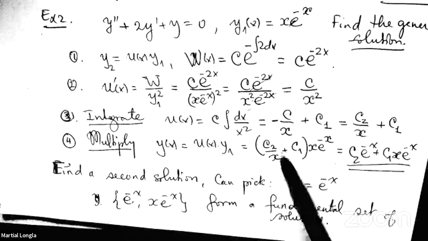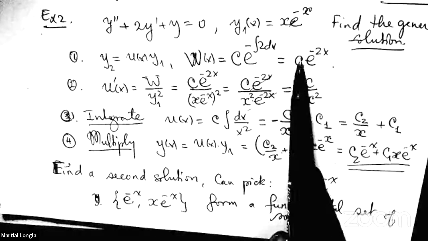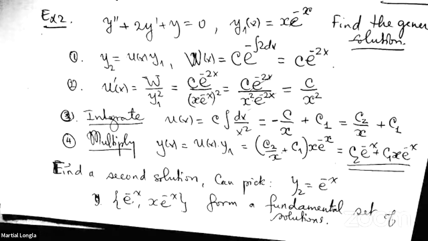You can also show that the Wronskian is not 0 because that's the Wronskian. The Wronskian is a constant times e to negative 2x. It's not 0. And each of them is a solution because we have shown that these are all solutions of the equation. All right?